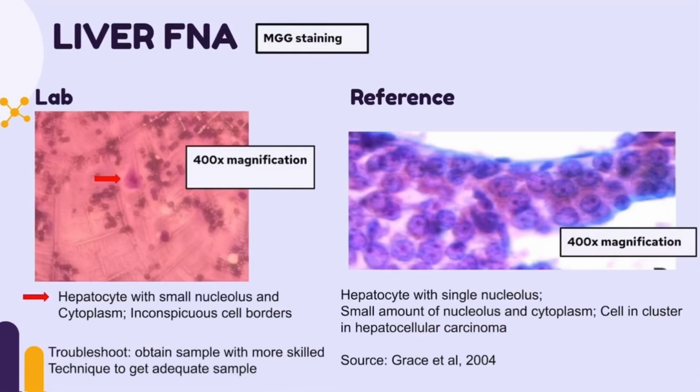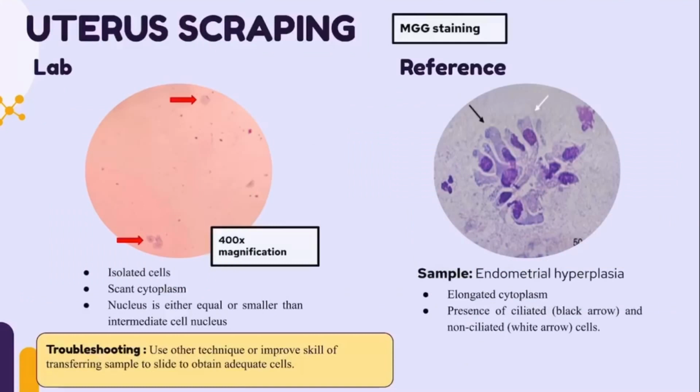The liver sample is obtained by fine needle aspiration technique and stained with MGG staining. Under 40 times magnification, we can observe hepatocytes with small nucleoli and cytoplasm with inconspicuous cell borders. Under 400 times magnification, the liver sample showed hepatocytes with a single nucleolus, a small amount of cytoplasm, and cells found in clusters in hepatocellular carcinoma. We need to troubleshoot by using a more skilled technique to obtain an adequate sample.